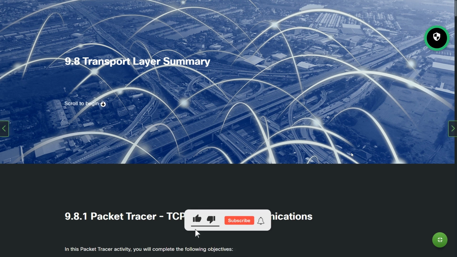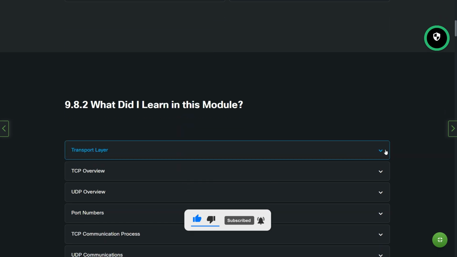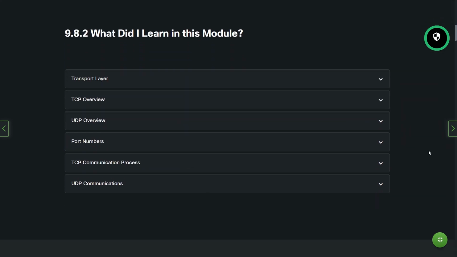Hey everyone, welcome to this chapter, Transport Layer Summary. What did I learn in this module? The first topic is the Transport Layer.